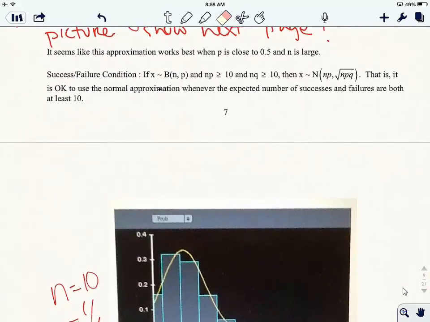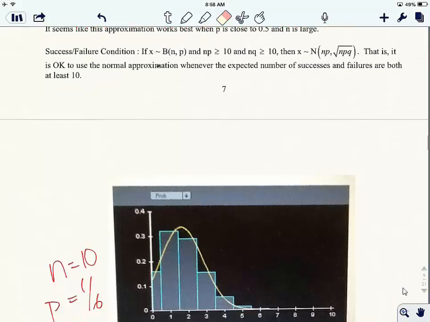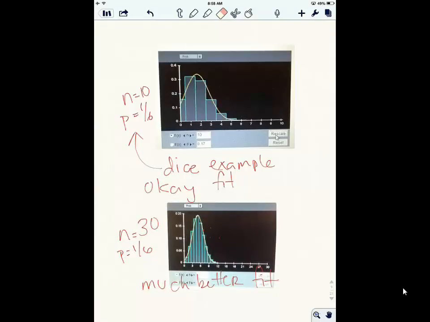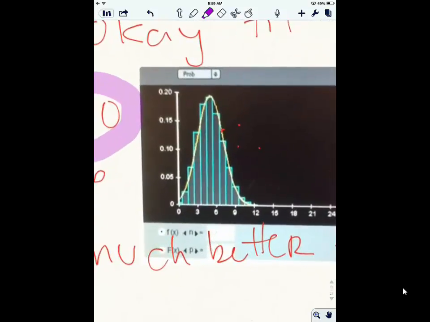So this is appropriate when p is close to 1/2 and you have a lot of people you're trying this on. So turn your page. You're going to have these graphs. It fits with your dice example. This is a picture of a binomial distribution if, let's say, you rolled the die 10 times. It looks like this. If you rolled the die 30 times, notice how much better it fits a binomial distribution.